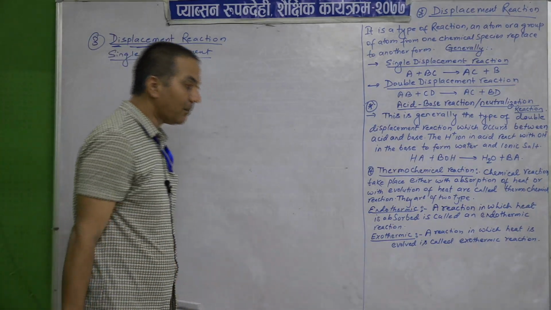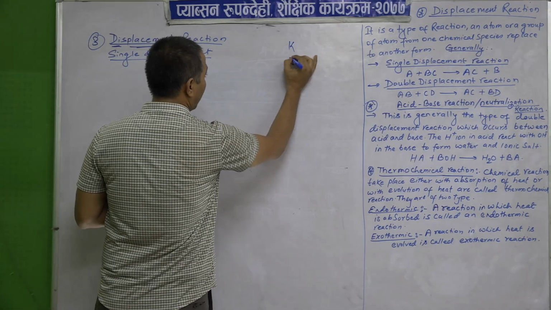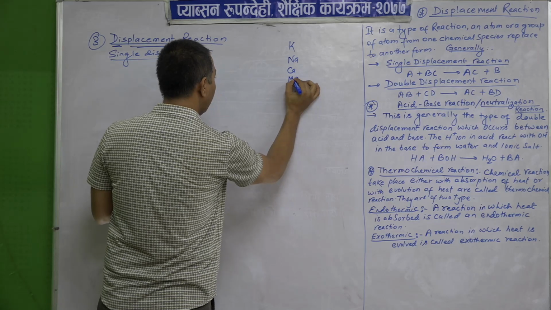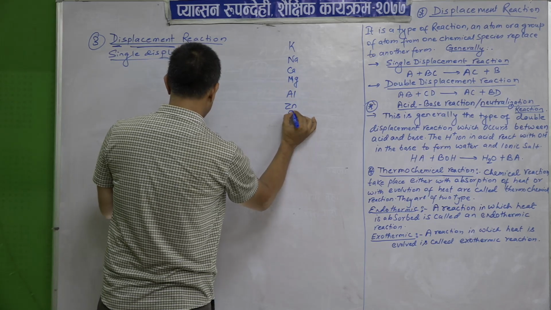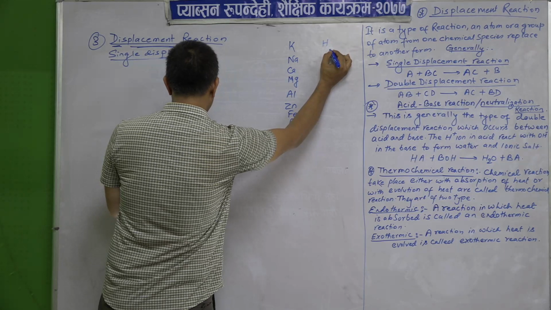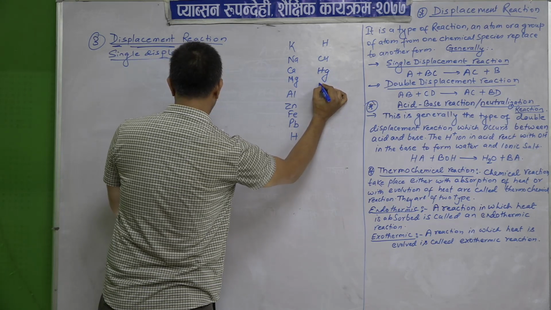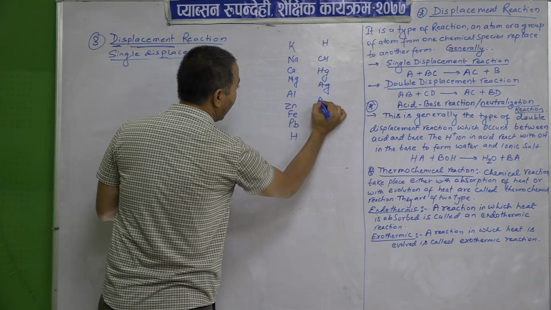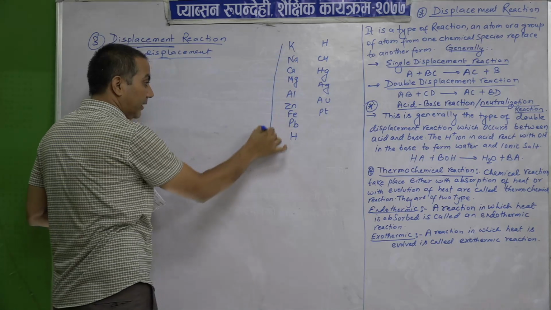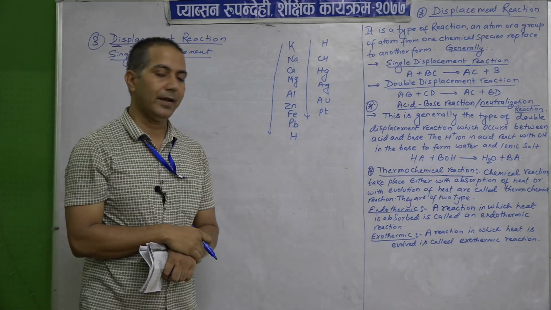Before going to the chemical reaction examples, I want to write something here, that is potassium, sodium, calcium, magnesium, aluminum, zinc, iron, lead, hydrogen, then copper, Hg, that is mercury, then silver, then Au and Pt. Au means gold. Why am I writing this? This is the reactivity of the atoms.